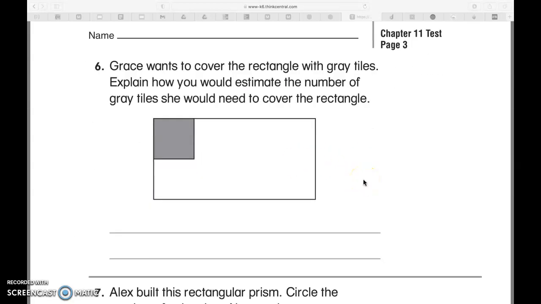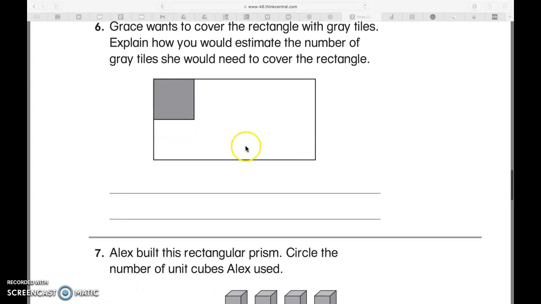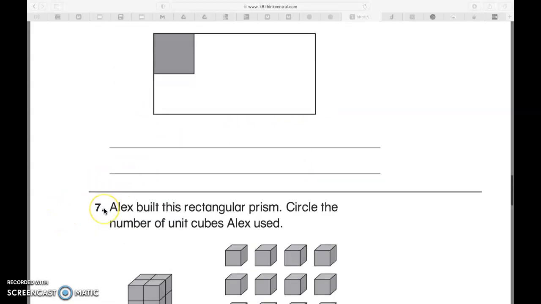Grace wants to cover the rectangle with gray tiles. Explain how you would estimate or make a guess about the number of gray tiles that she would need to cover the rectangle. So you could either draw your estimate here, and then I want you to write.